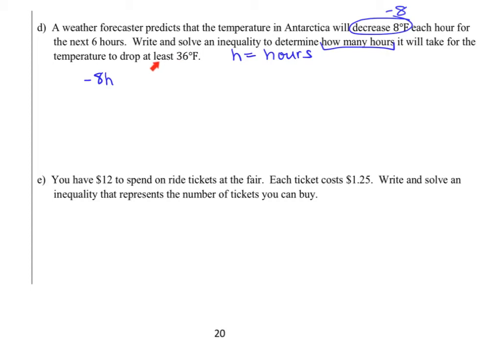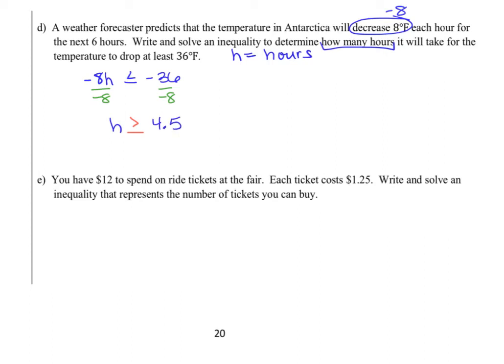So even though it says at least, the inequality symbol that we're going to be using is less than or equal to, because we don't want it to go over 36 degrees. We want the temperature just to drop 36 degrees. So dropping 36 degrees would be a negative 36. So to solve this inequality, you would divide by 8 on each side. And remember, dividing by a negative number is going to switch your sign. So we have H is greater than or equal to positive 4.5.